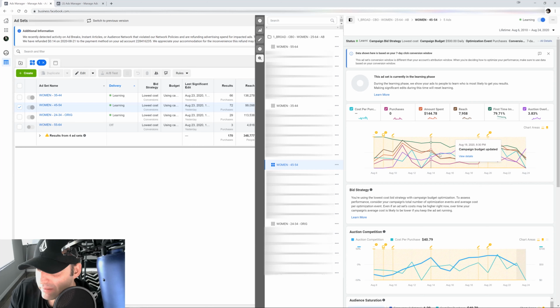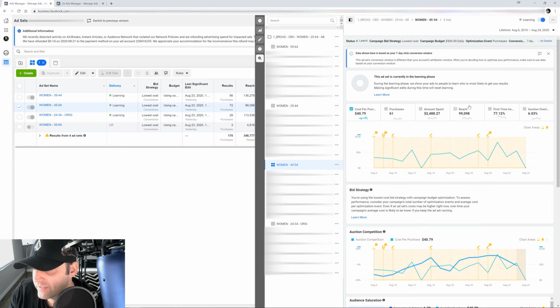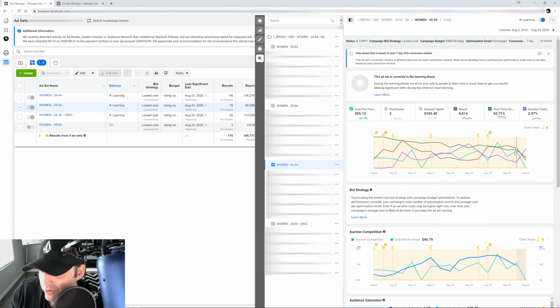So, by looking at this, I can already see why this ad set's going to stop working soon. So check this out. Let me get rid of all this and show you this. Reach, first time impression, and auction overlap. So check that out. My first time impression is nosediving right here, and my reach is nosediving. So I know, because I've been doing this for so long, that my reach is nosediving and my first time impression is nosediving because I have auction overlap.